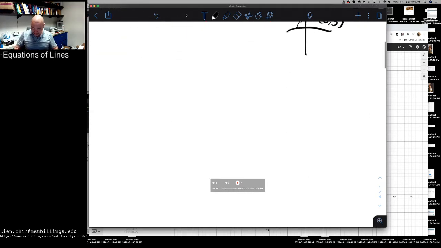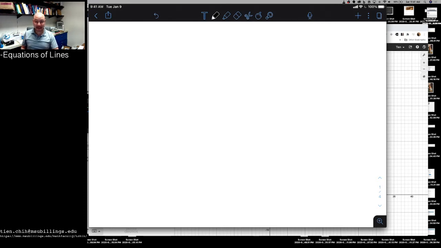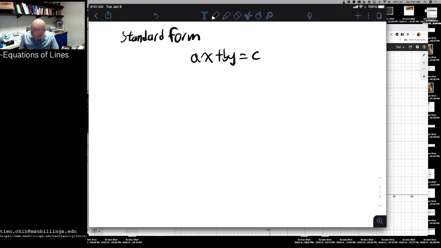Okay, so the next type of form that we often see linear functions described as, or lines in general described as, is the so-called standard form, which looks like ax plus by equals c.